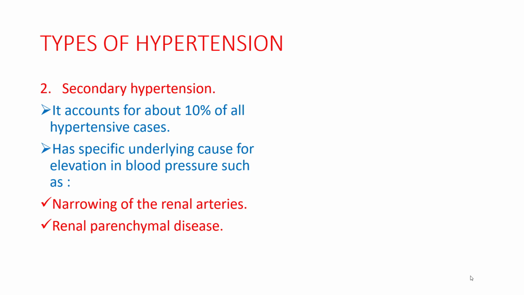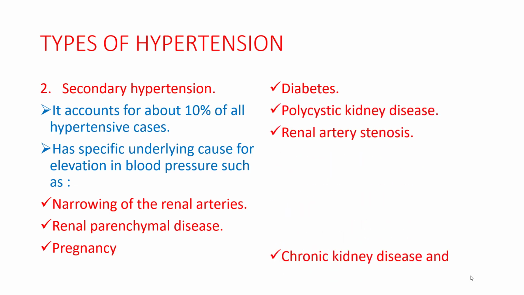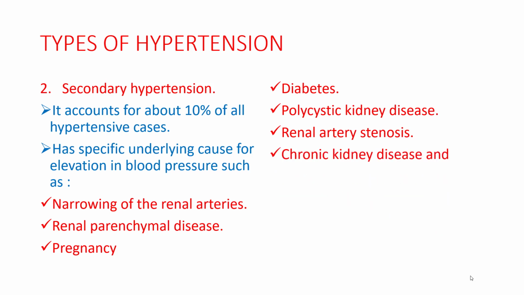The second one, we have renal parenchymal disease. Third cause, pregnancy. Fourth cause is about diabetes. Then polycystic kidney disease, renal artery stenosis, chronic kidney disease, and coarctation of the aorta.